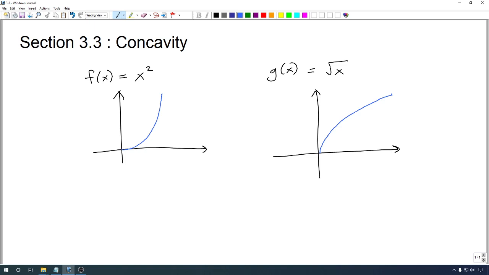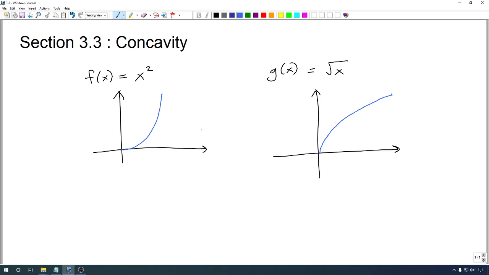X squared starts out nearly horizontal. In fact, at 0, the derivative is 0. And it gets steeper the more x increases. Whereas for the square root of x, it starts out pretty steep, but flattens out over time. It definitely is less steep over here than it is over here.